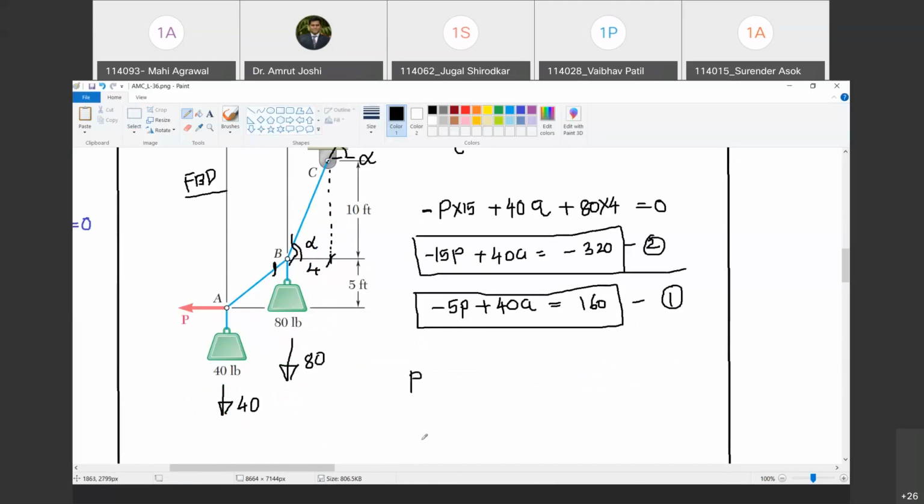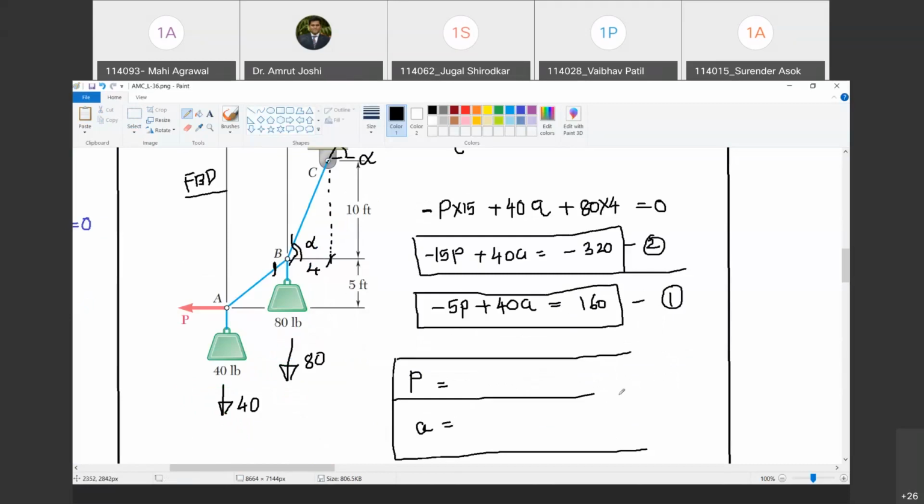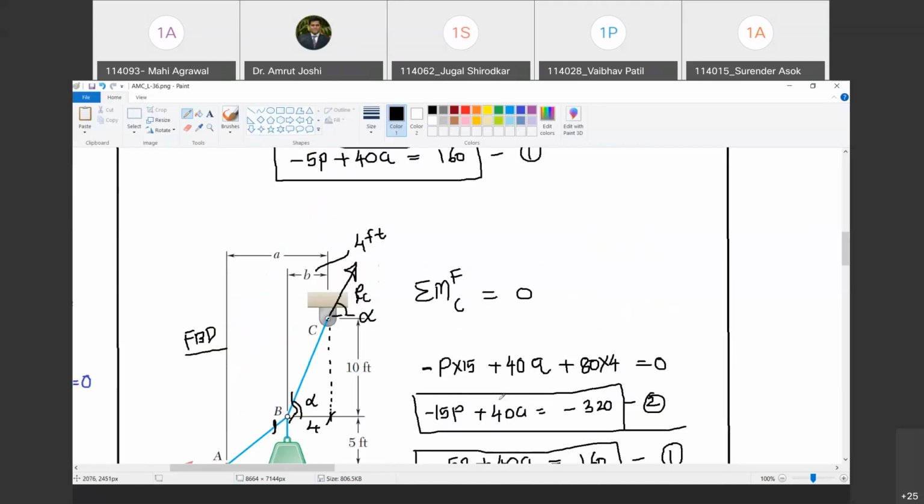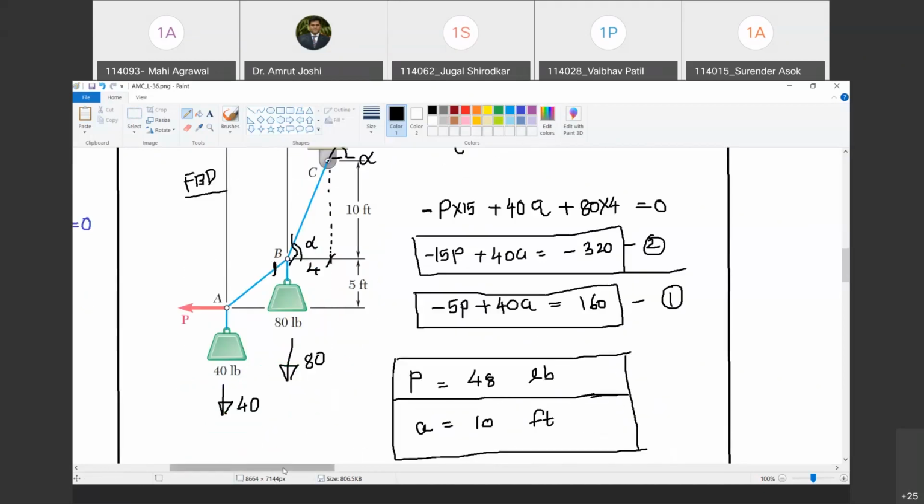So what is P and what is A? P is 48 and A is 10 feet. Correct. So for equilibrium of this system, we must have P equal to 48 pound and A equal to 10 feet. Are you with me? So, an easy one.